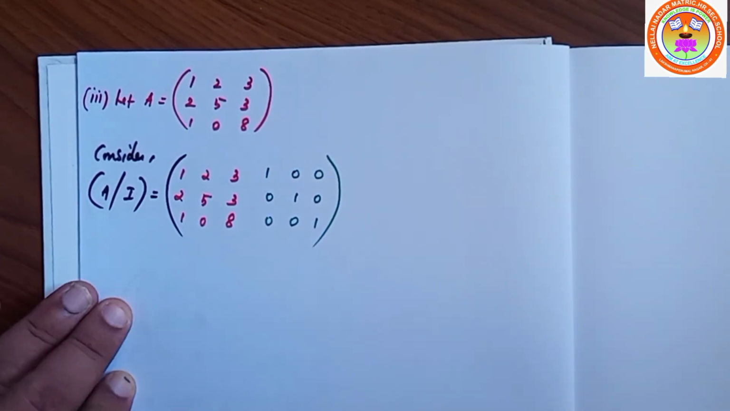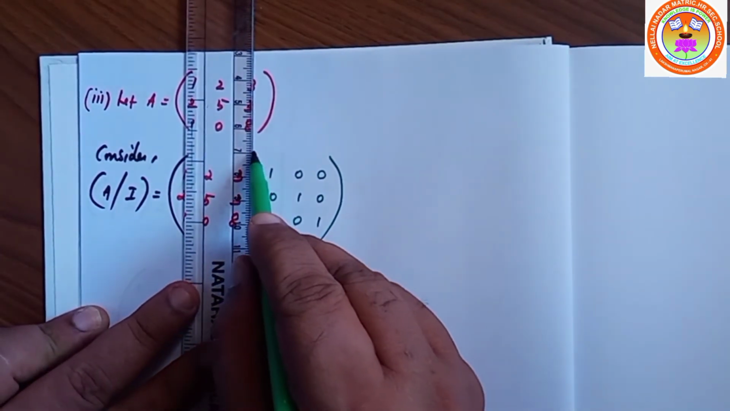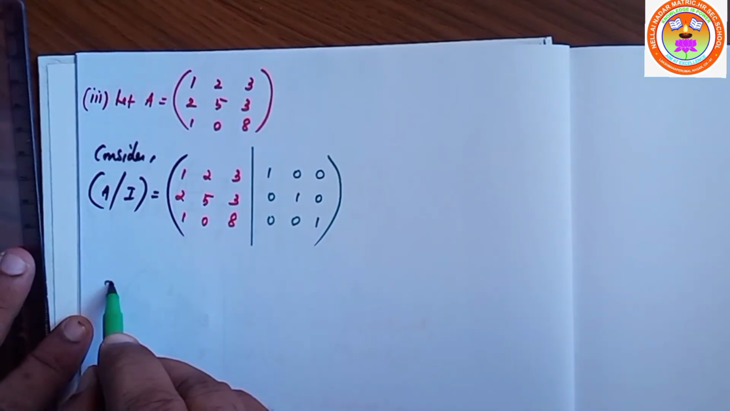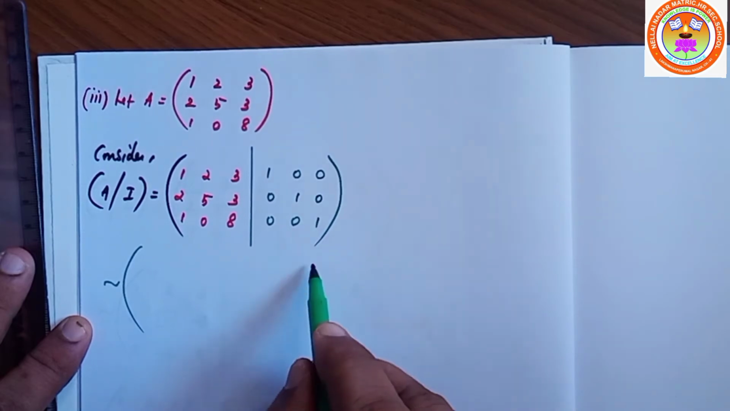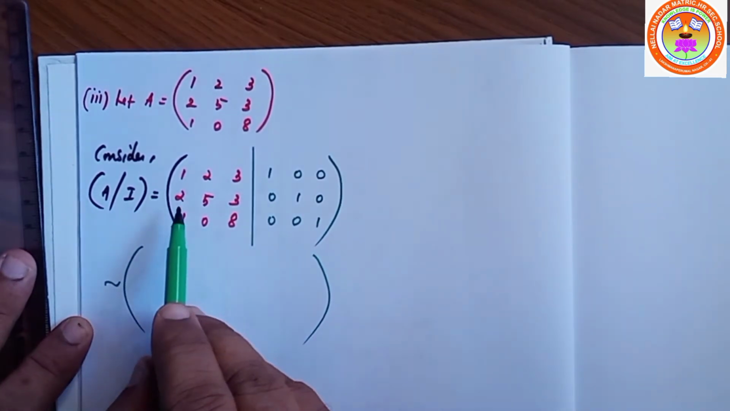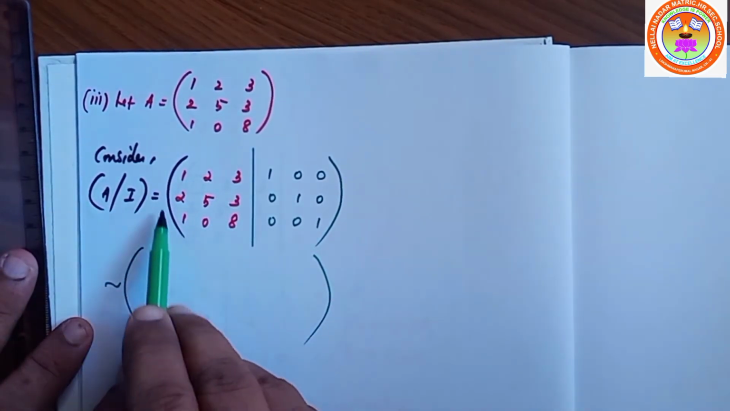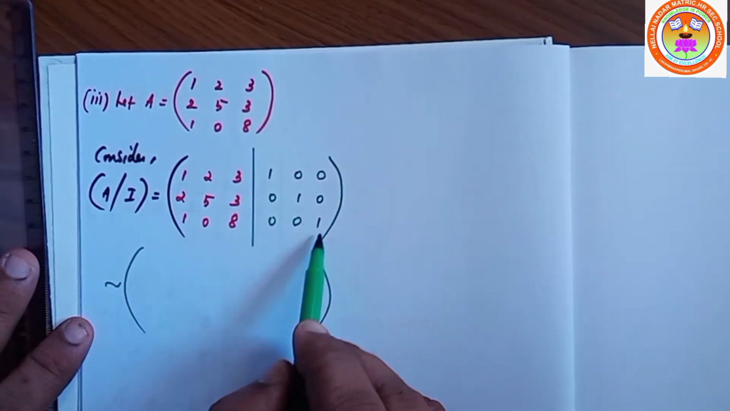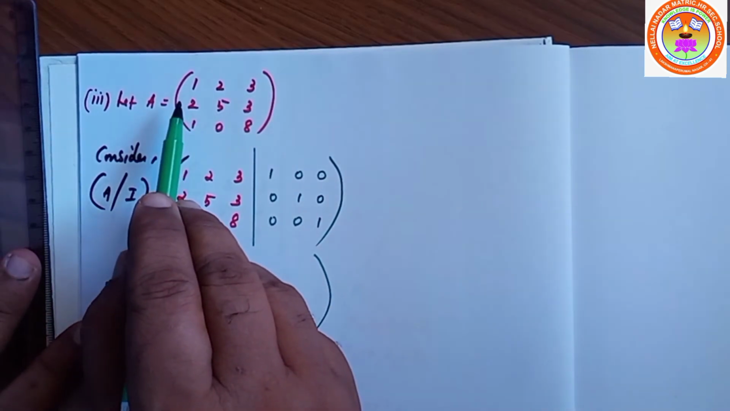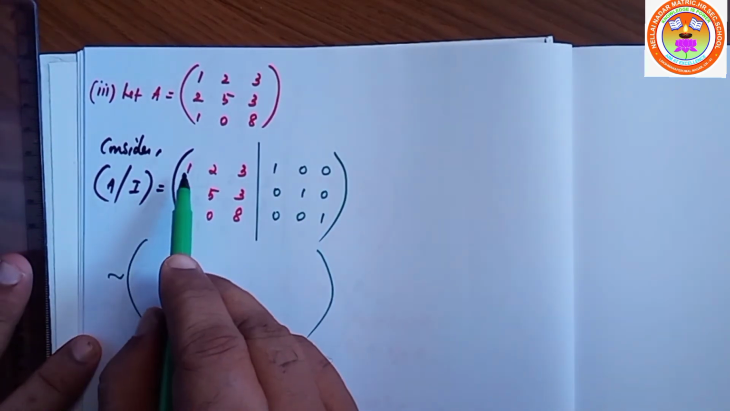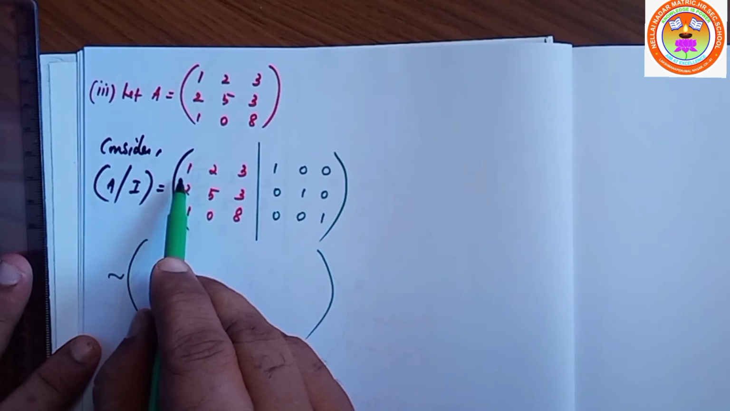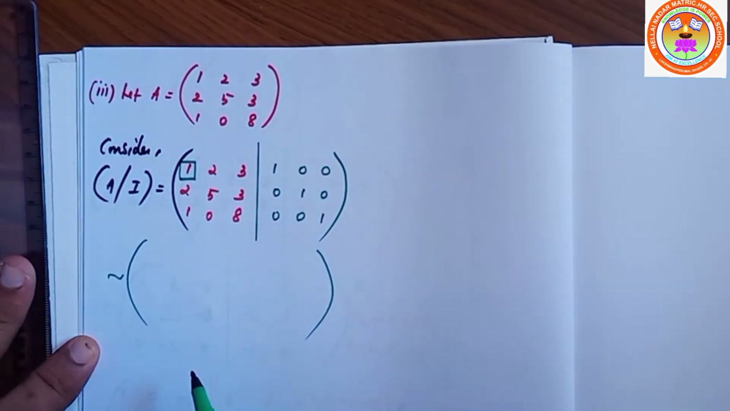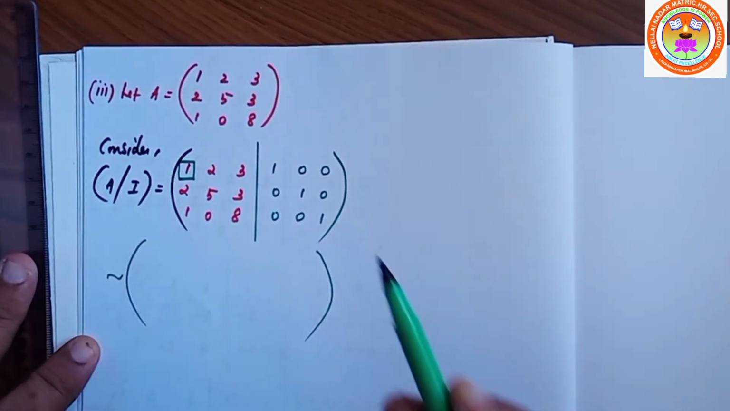Okay. So draw a line. This line divides the two matrices. Put the equivalent symbol. Then we have to convert this matrix into identity matrix. If you convert, automatically this will be the inverse of the given matrix A. Okay. So it has to be 1 0 0. So it is 1 only. So with the help of this element, I am going to convert these two elements as 0.